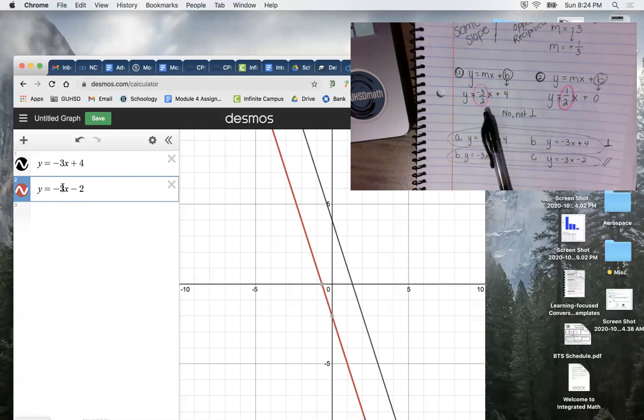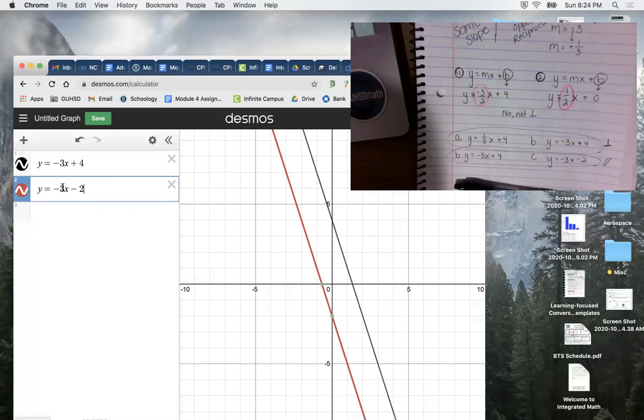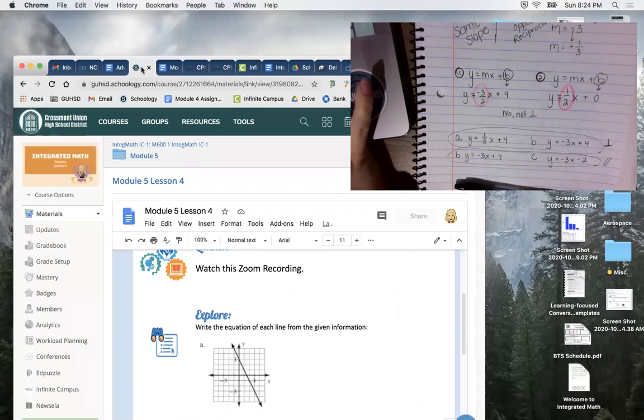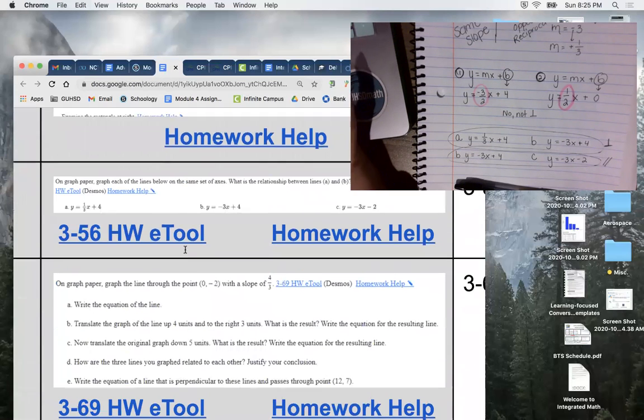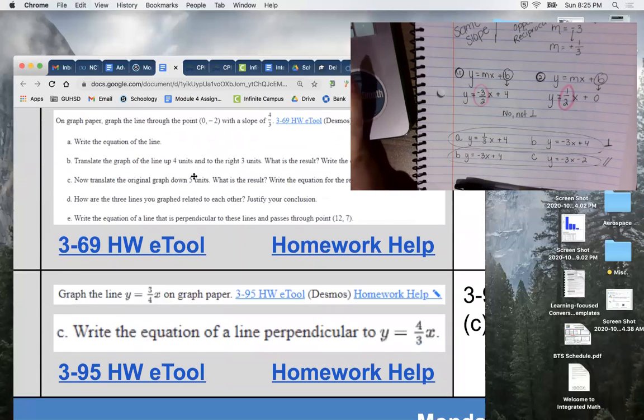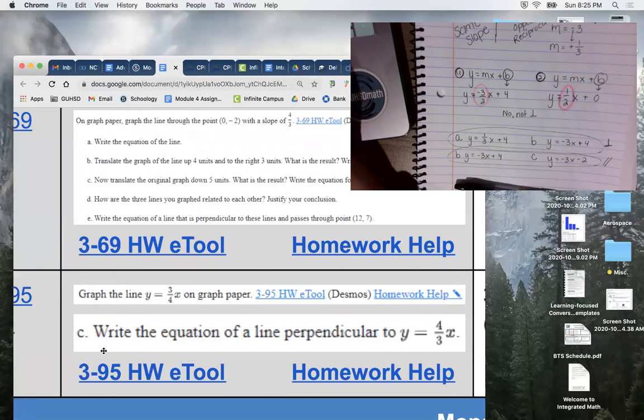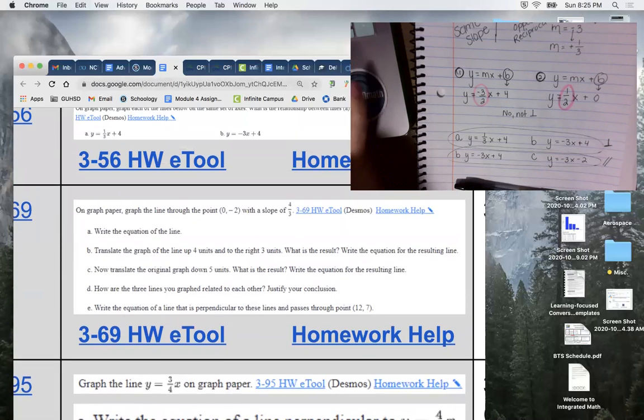Okay, so I've gotten you a good head start here on your homework. You just have a couple more problems. I think it was 2 more, right? So we've done the first 2. You're looking at number 69 and 95, and then you will be done. And those are both having to do with parallel and perpendicular lines.